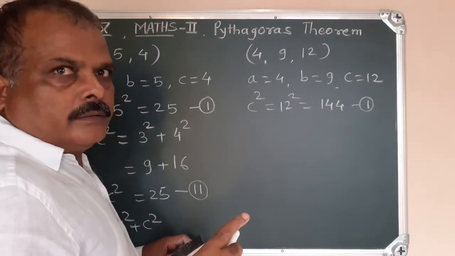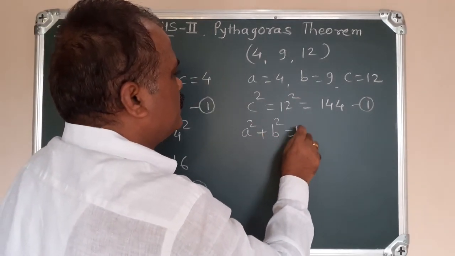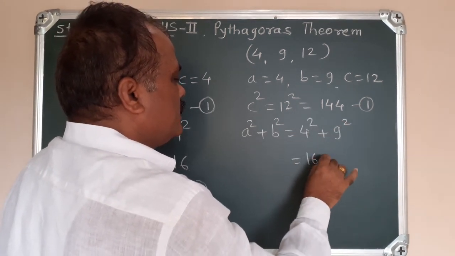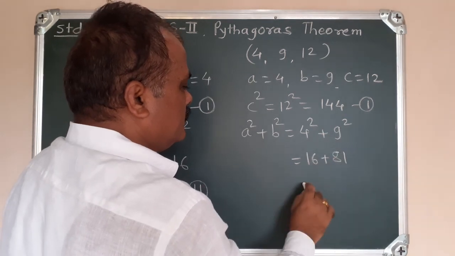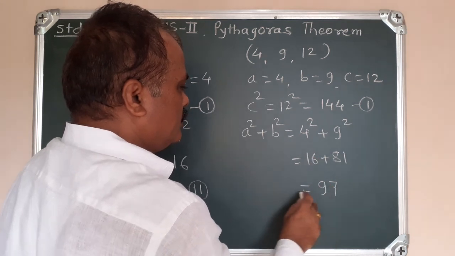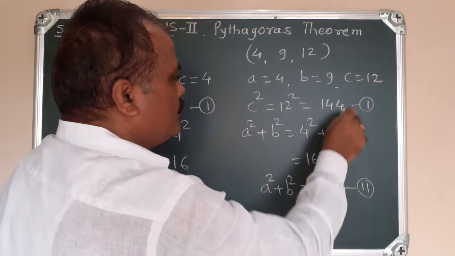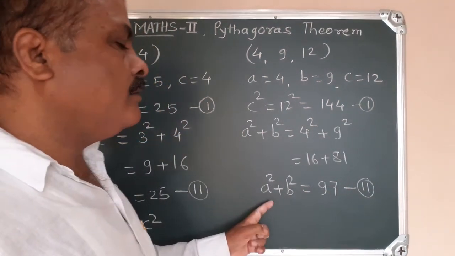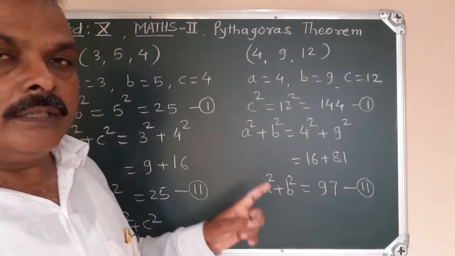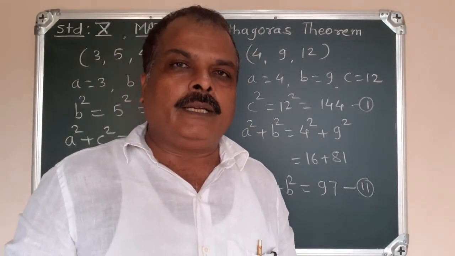Now the sum of squares of the remaining 2, that is A square plus B square is equal to 4 square plus 9 square. 4 square 16 plus 9 square 81. So which is equal to 6 plus 1 is 7, 8 plus 1 is 9, so 97. Now see here, this is equation number 2. From equation 1 and 2, C square is not equal to A square plus B square. That means A square plus B square is not equal to C square. Therefore, the given triplet is not a Pythagorean triplet.